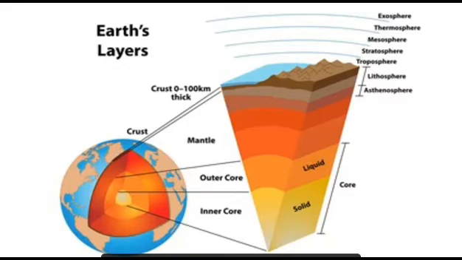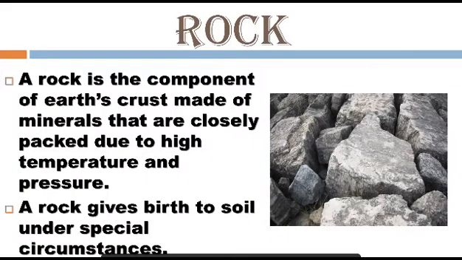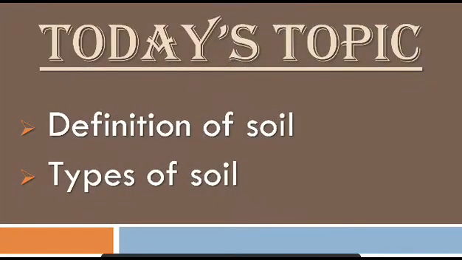Now we have to learn about the rock. What is rock? A rock is the component of earth's crust made of minerals that are closely packed due to high temperature and pressure. A rock gives birth to soil under special circumstances. In this chapter, we will learn about soil. Today, we will discuss the definition of soil and the different types of soil.